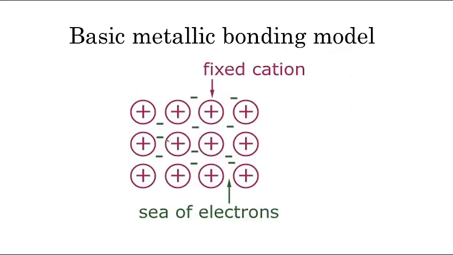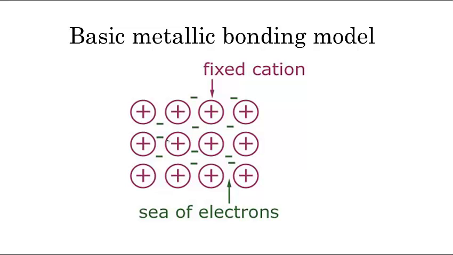So here's what it looks like. So we have a fixed, meaning not moving, cation. So that's a positive charge, right? The metal is giving up its valence electrons.